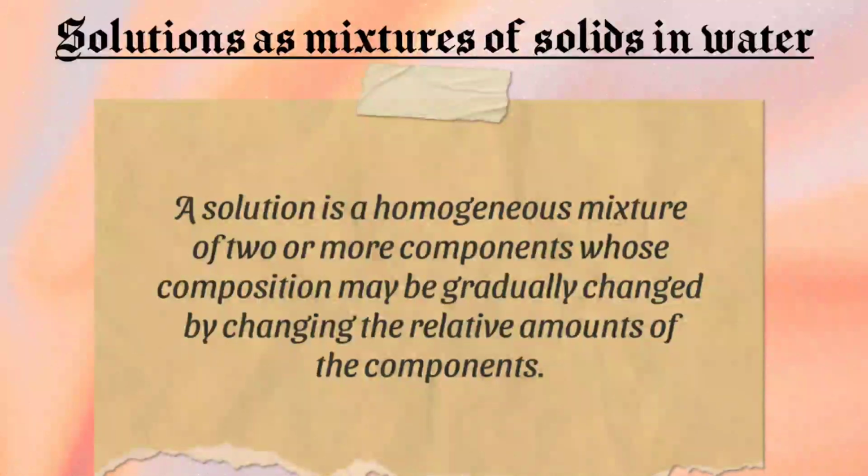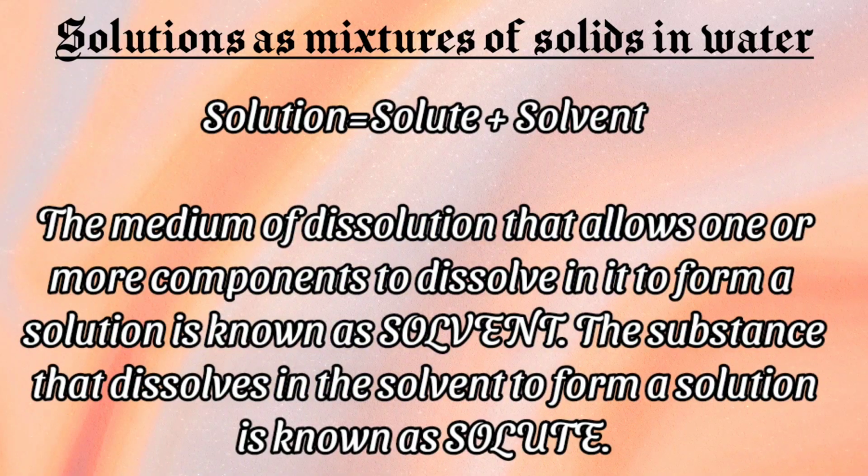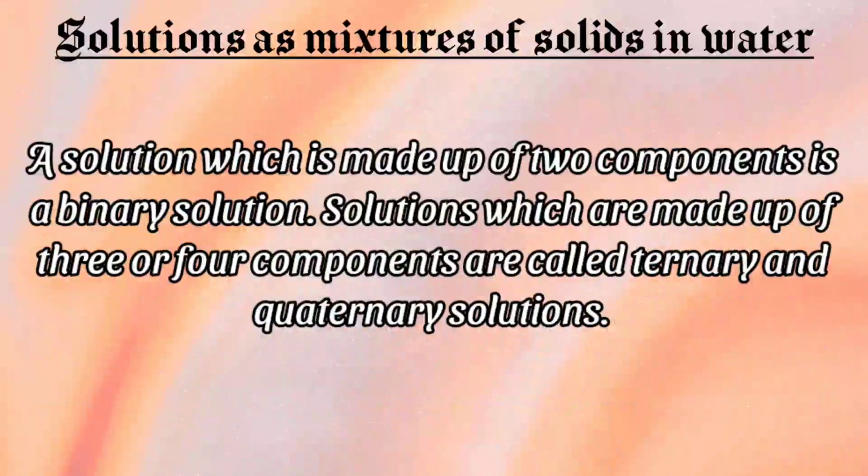Solutions as mixtures of solids in water. A solution is a homogeneous mixture of two or more components whose composition may be gradually changed, changing relative amounts of components. Solution = solute + solvent. The medium of dissolution that allows one or more components to dissolve into a form of solution is known as solvent. The substance that dissolves in the solvent to form a solution is known as solute.